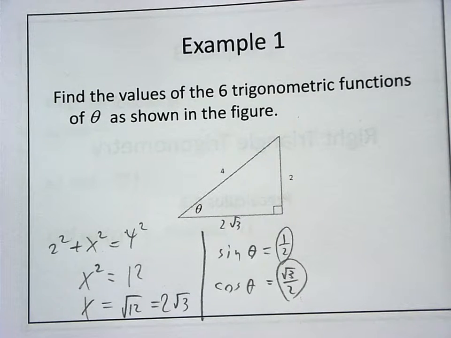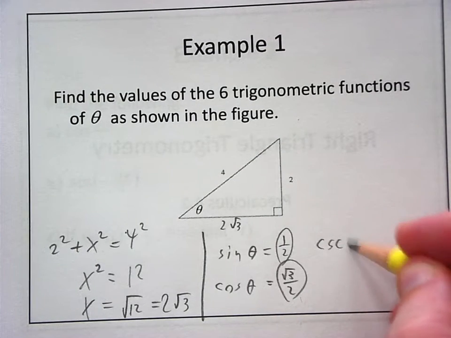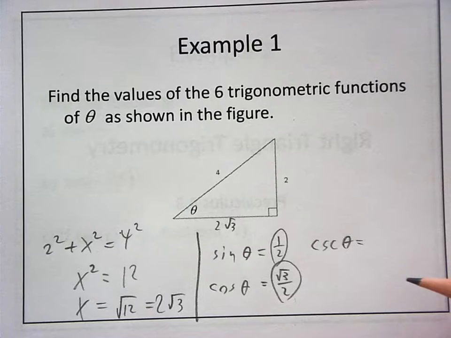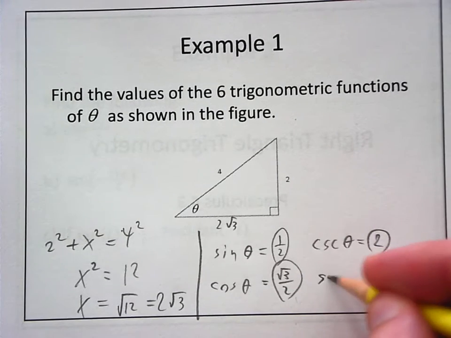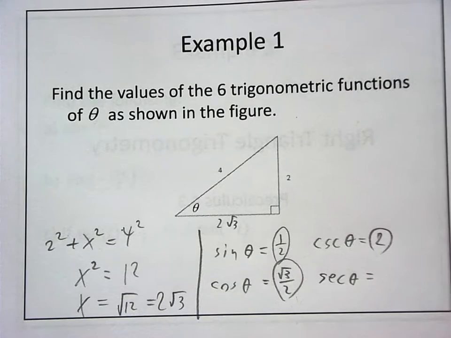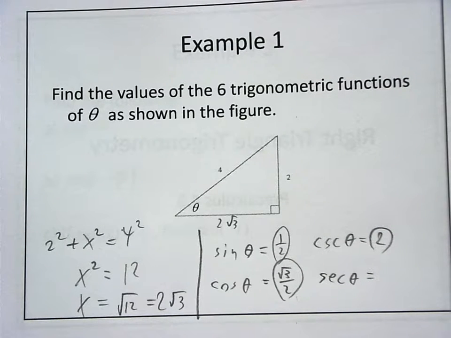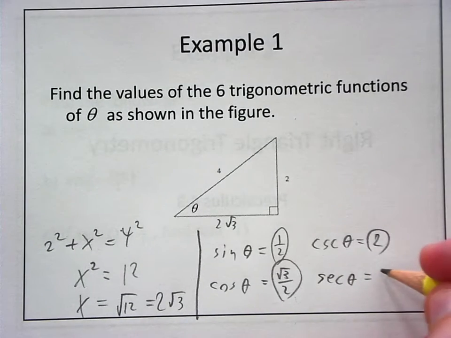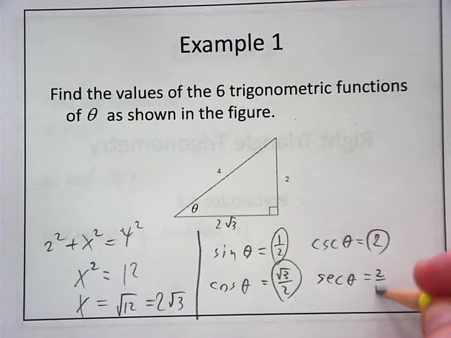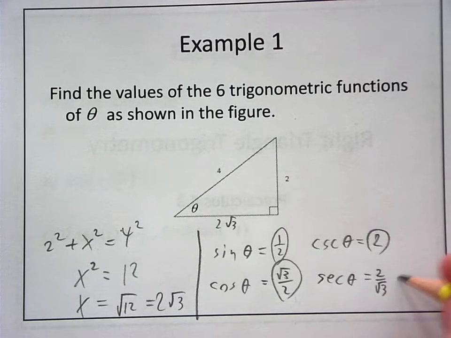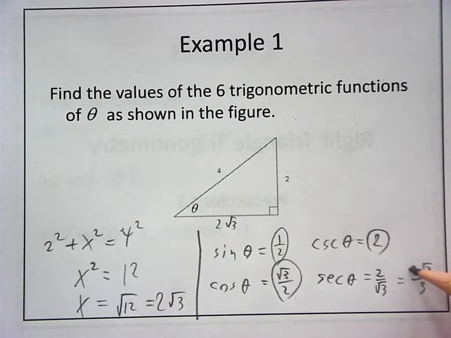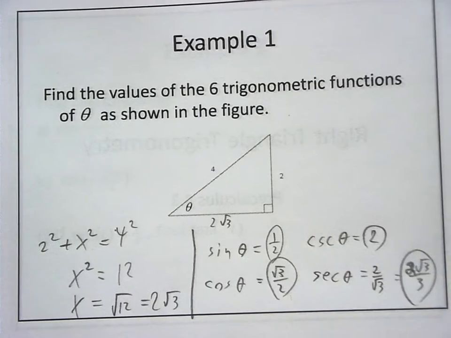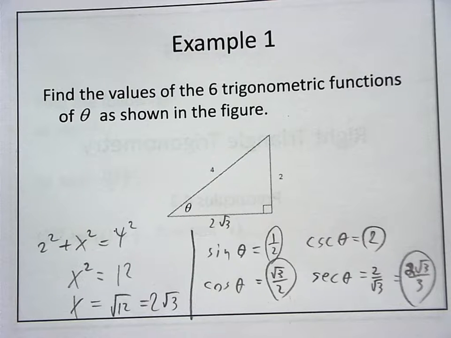Okay. Now, once I have those, I can do the reciprocals fairly easily. Cosecant would be what? 2. Cosecant's the reciprocal of sine. Secant is the reciprocal of cosine, giving you 2 over the square root of 3, which then you do need to rationalize. 2 square root of 3 over 3, sorry. Do anything else?